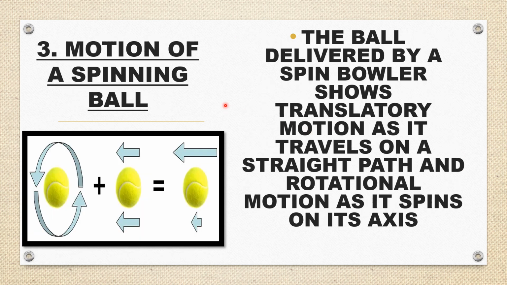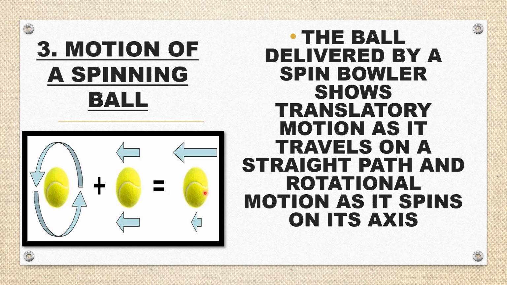Now, since we have come to the last slide of today's presentation, let's talk about the motion of a spinning ball. What is the motion of a spinning ball? It is going to move forward, definitely. It's going to move in a translatory motion, but when it's moving forward, it goes around like this, rotating about its own axis and spinning.